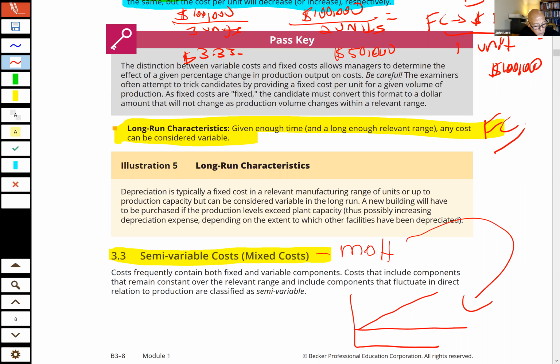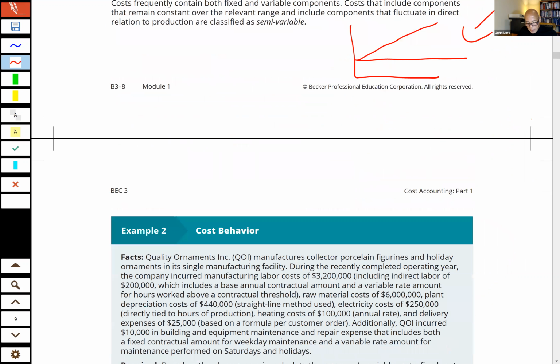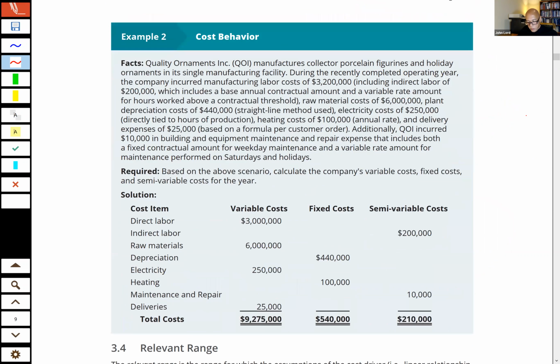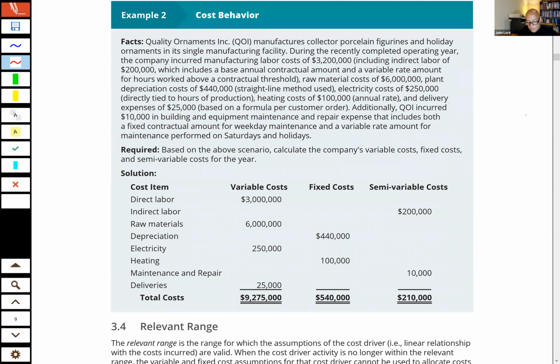Okay, good. I'm not going to get into this exercise here, guys. It's a little too cumbersome for us to go through and categorize costs by variable versus fixed. But let's take a look at a couple of the semi-variable ones. So we've got this 200,000 semi-variable for indirect labor, and then we've got maintenance and repair they're treating as semi-variable.